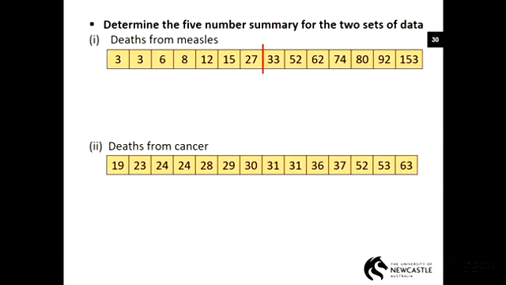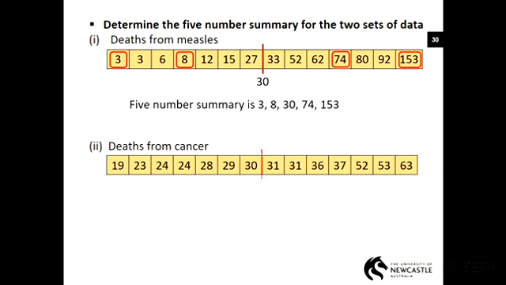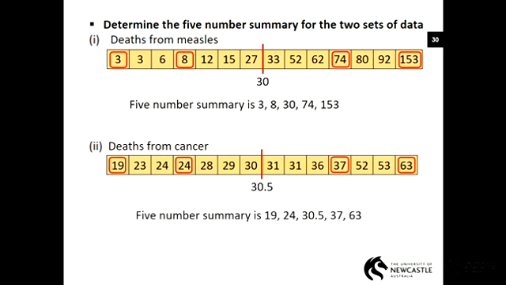Okay, well the middle is right there, which leaves me with halfway between 27 and 33 is 30. I've got a halfway mark on the left of 8 and on the right of 74. I've got a min of 3, a max of 153. So there's my 5-number summary. On the other set of data, I just do exactly the same stuff. Split into halves of the halves. So there's my 5-number summaries. Again, that's not visually anything too helpful.